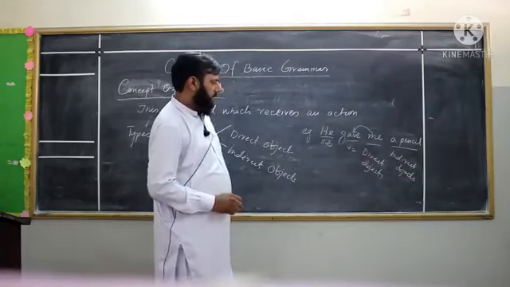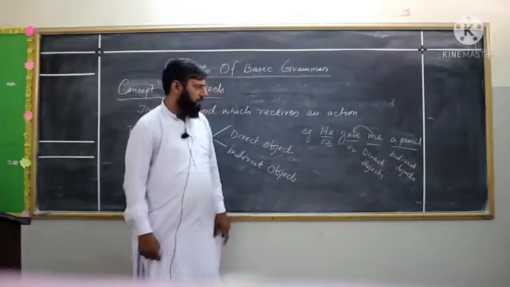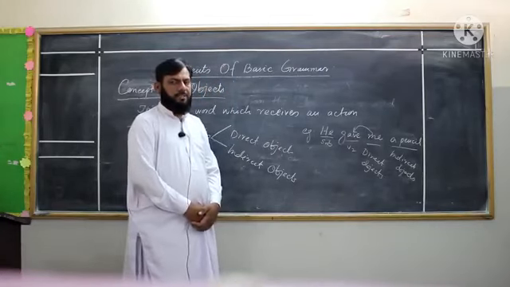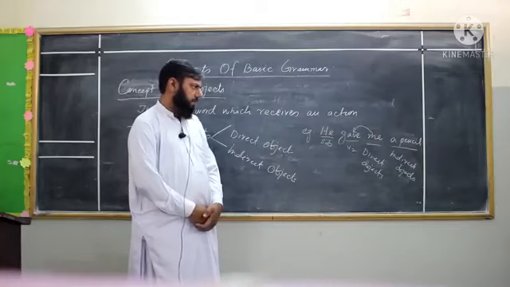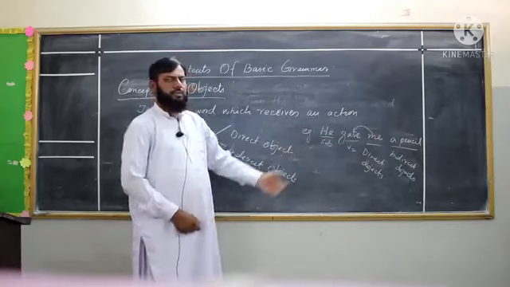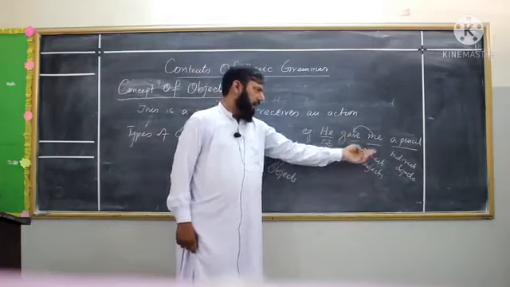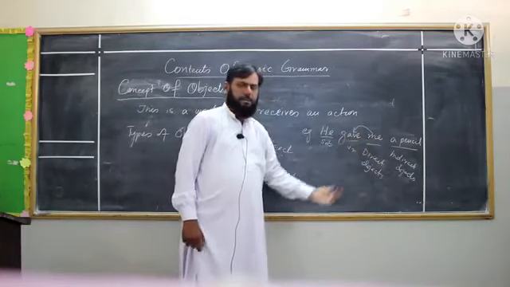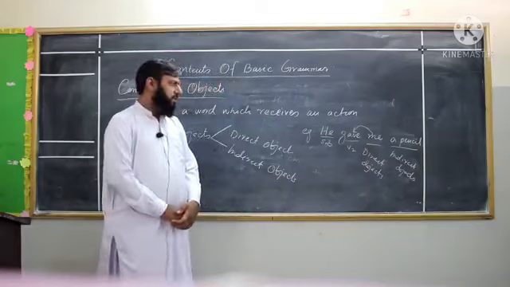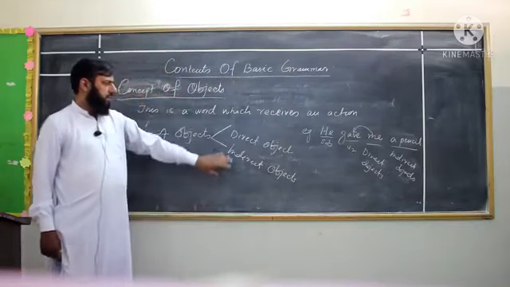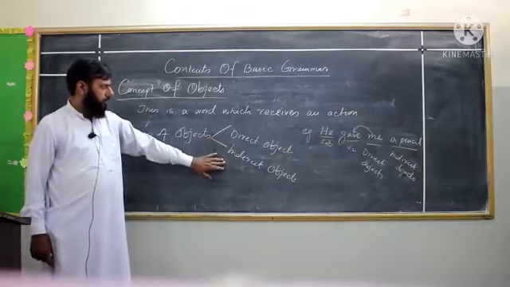Students, you can see here that I have used two objects. It means that this sentence can be converted into the passive voice in two ways. If I convert it into the passive, I can say, I was given a pencil by him, or a pencil was given to me by him. So both styles are possible. So these are the two objects you have seen, direct object and indirect object.